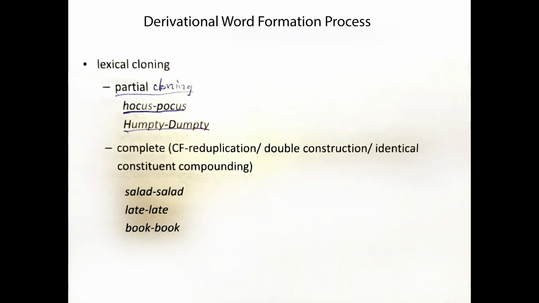So let's look at lexical cloning. Lexical cloning has two parts. The first part is partial cloning. The second part is complete cloning. About partial cloning, it's basically reduplicating part of a word and combining this part of the first word with other elements to form a new word. Right, let's look at the example.